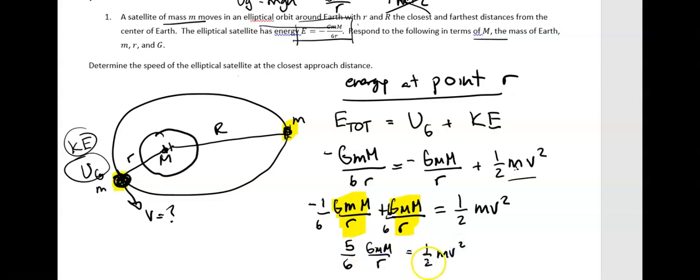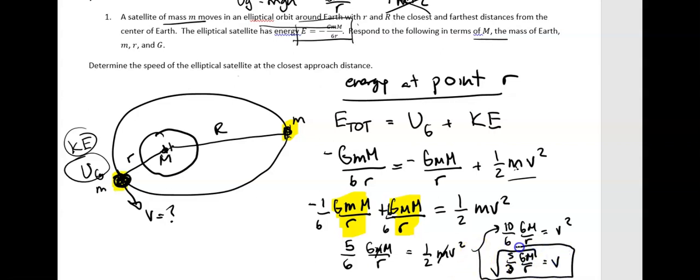Cool. Let's see. I'm going to want to, oopsies, I'm running out of room. Sorry about that. I'm going to want to multiply both sides by 2. m is on both sides, so I can cancel out little m. Multiply both sides by 2, so we have 10/6 GM over r equals v squared. Cool. I can simplify this 10/6. It's kind of fun to do. That's going to be 5/3 GM over r equals v squared. And then I can just do good old square root. And we are in business.